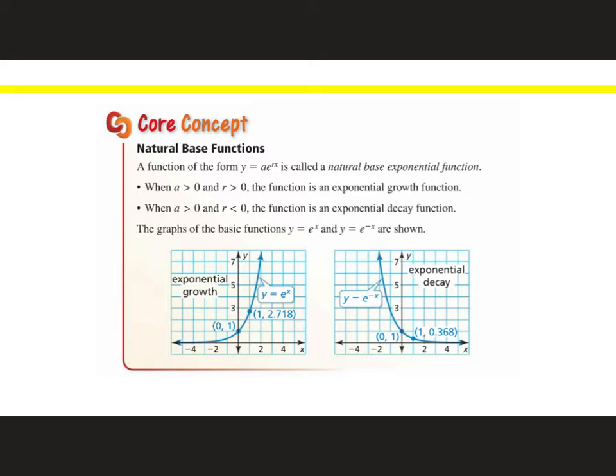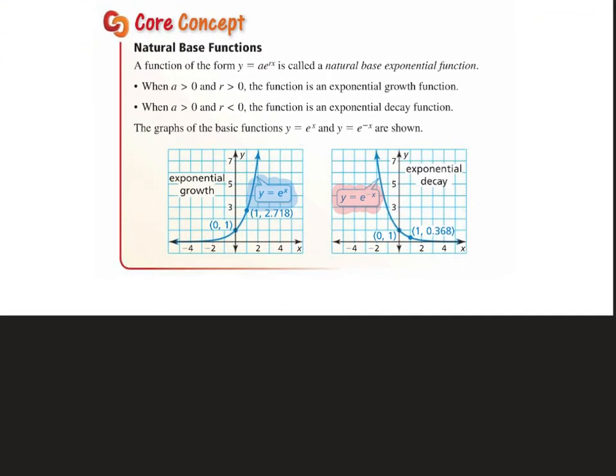Alright, so our natural base functions also have graphs that go along with them. They're super similar to our exponential graphs that we did in 6.1. However, instead of having a number as our base, we have e as the base. So when we have a positive x, our graph looks like this, and it has exponential growth. When our x is negative, we have exponential decay.